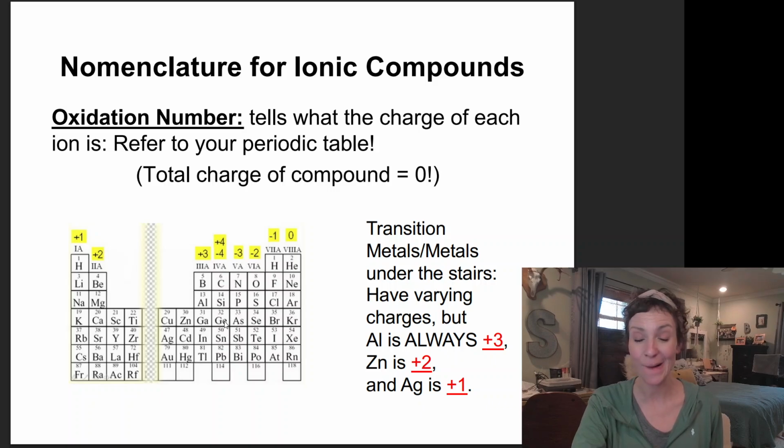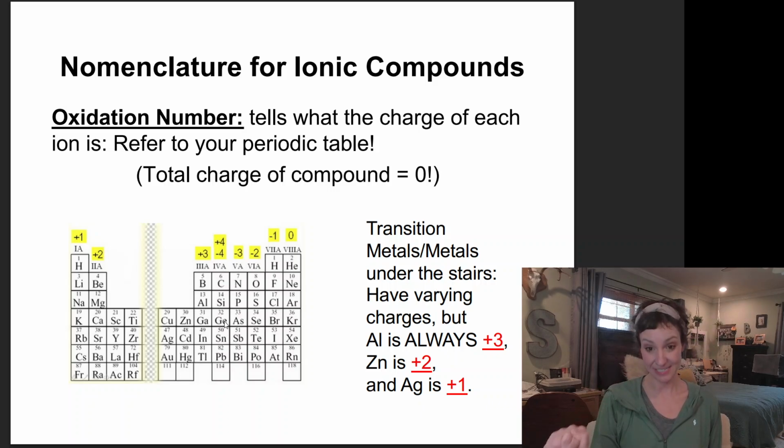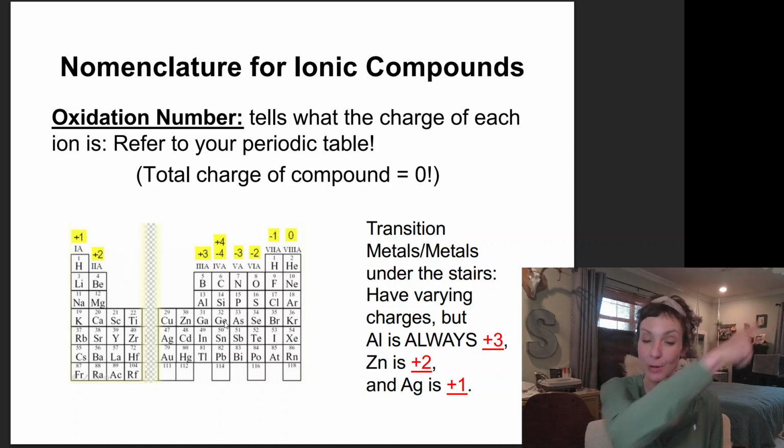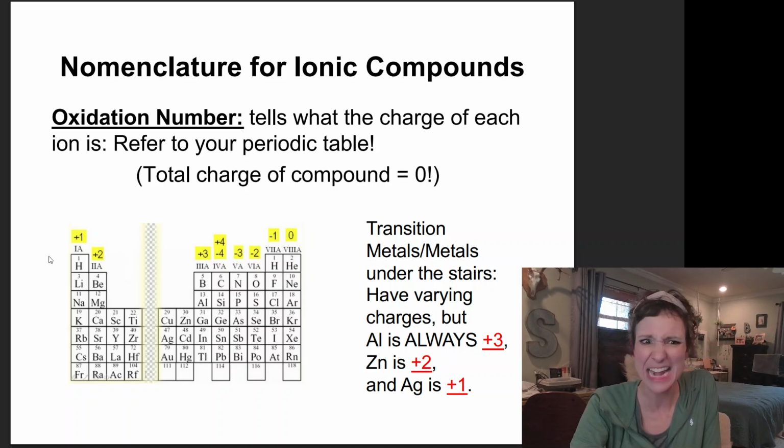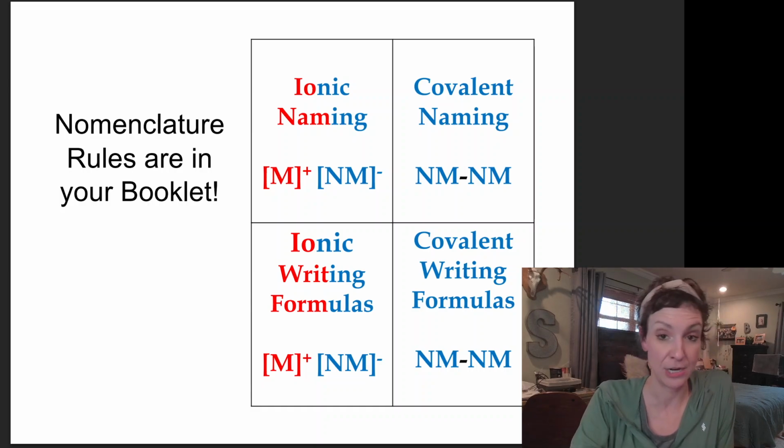But we know our arrow that goes +1, +2, +3, showing that silver has a +1 charge, zinc always has a +2, and aluminum always has a +3. Anybody else in this D block or underneath this staircase, we do not know. That just means my only metals that I am confident on knowing their charge are just group 1 and group 2. You're like, oh my gosh, well, how am I supposed to figure this out? Well, this is why we have rules in my nomenclature booklet.